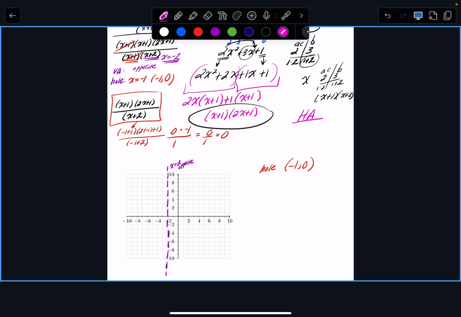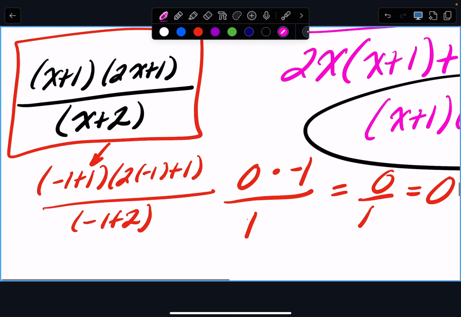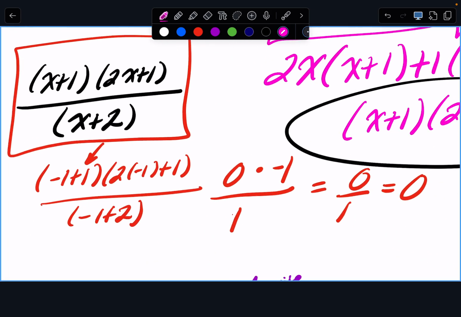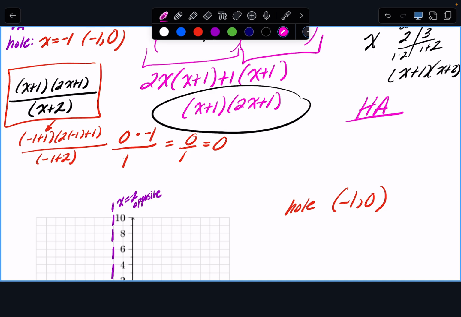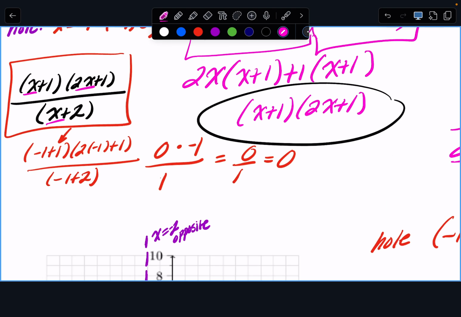And now what's my horizontal asymptote at? Well, use the simplified function. So we do leading term divided by leading term. What's the leading term on top? 2x squared. The leading term on bottom is x. So what is that? 2x. This is basically as hard as it can get. Here's why. Isn't that linear? Okay, now here's the problem.